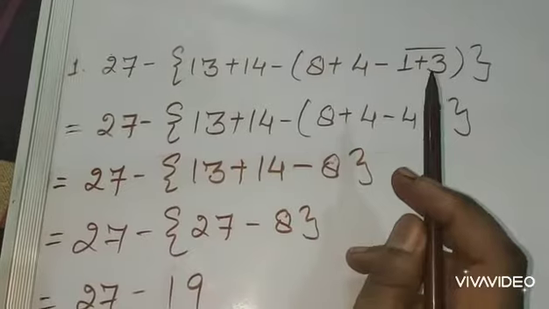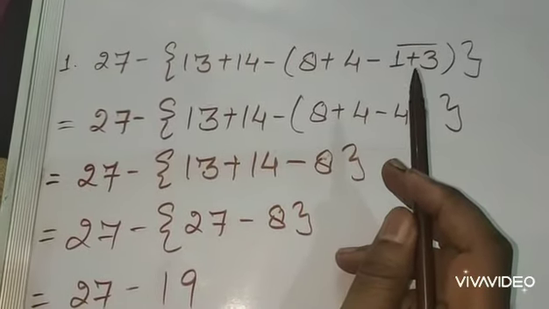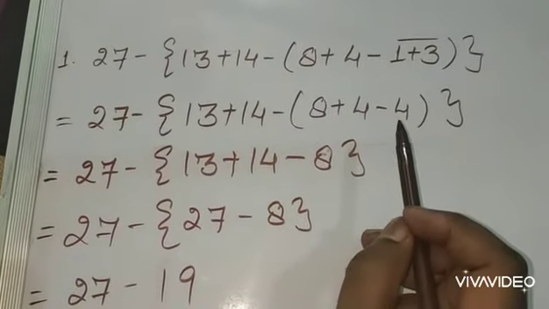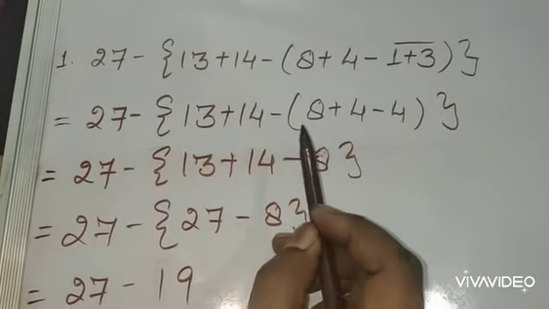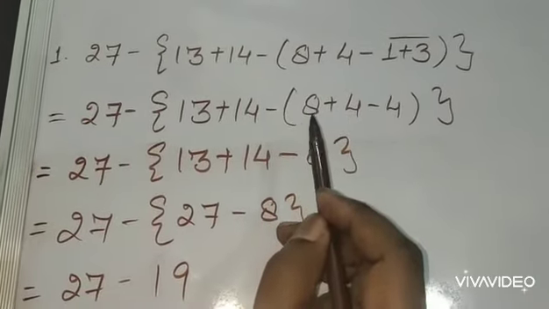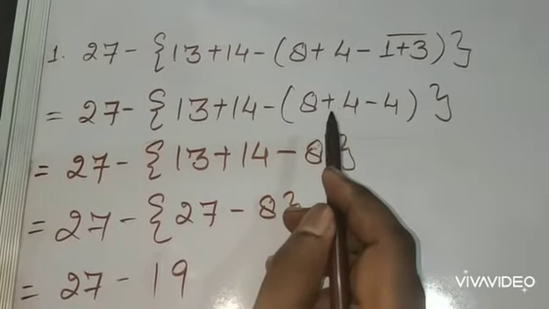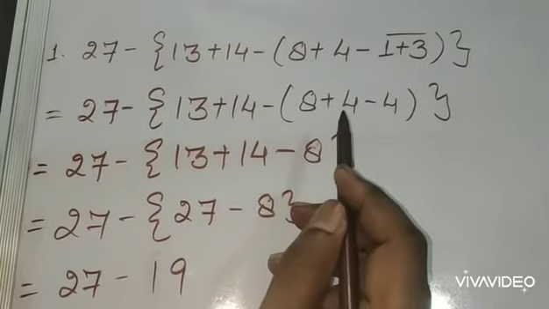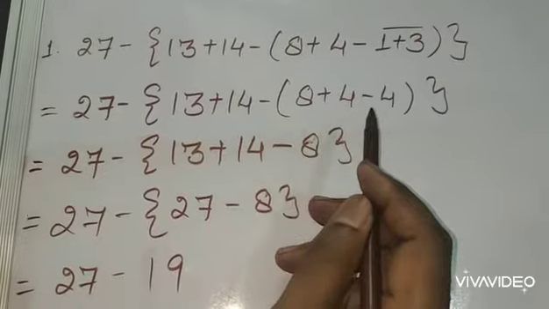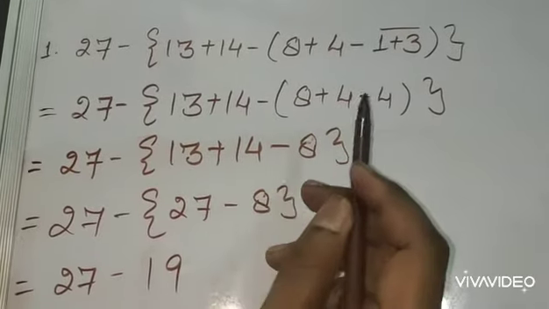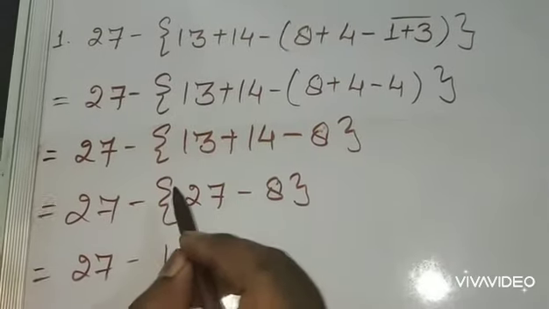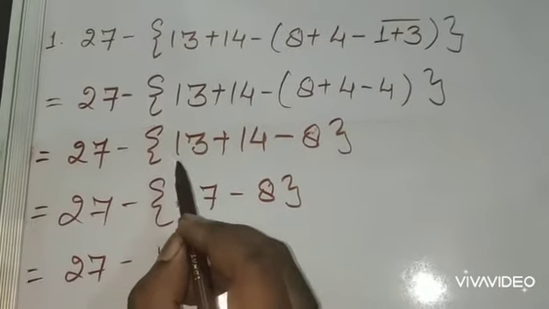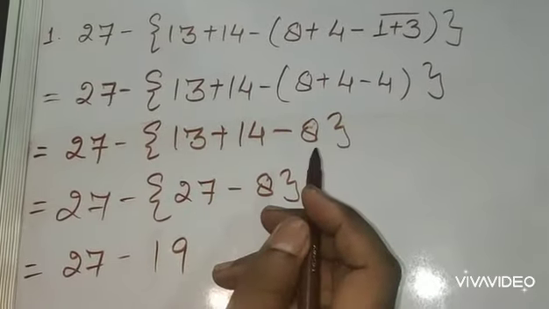First I have solved the vinculum bracket, and after solving it, the vinculum bracket has been removed. Now the small bracket. Here in this small bracket, addition is coming first. So 8 plus 4 is 12, then minus 4 is 8. Then this is being solved, so I have removed this small bracket. Now the curly bracket, 13 plus 14 minus 8.